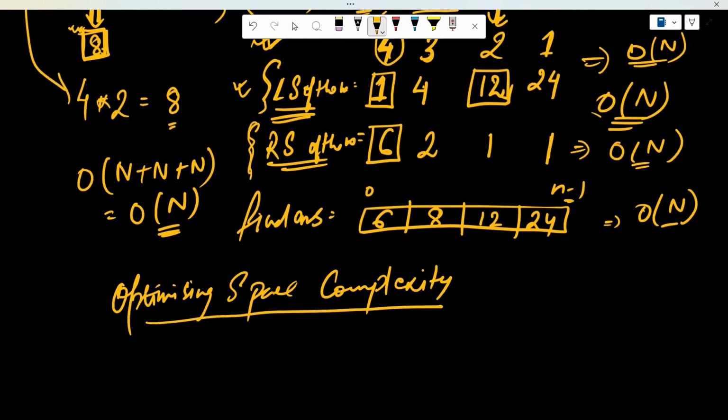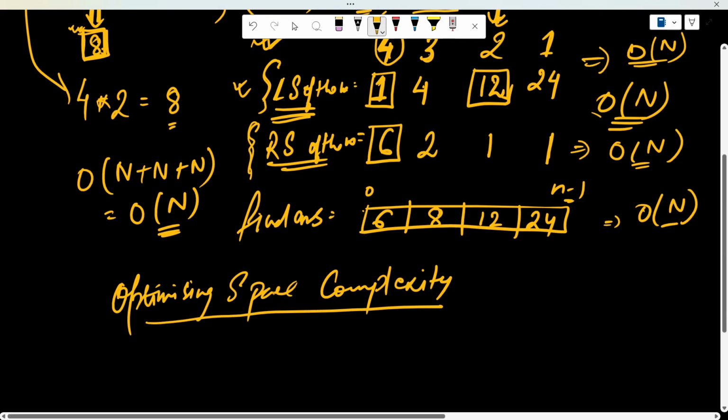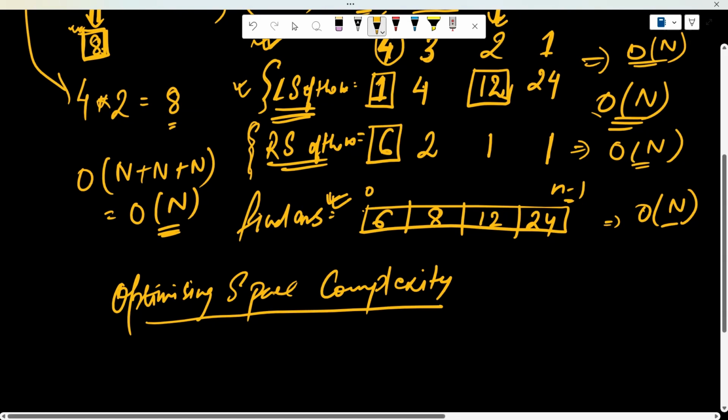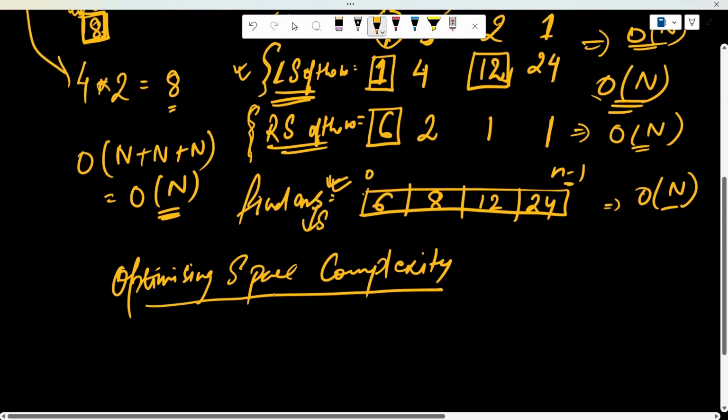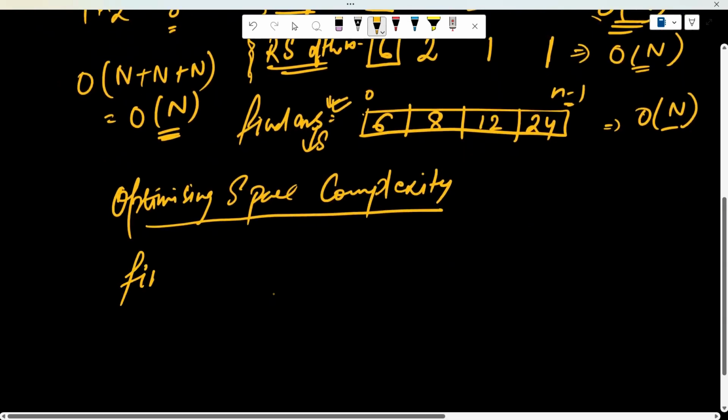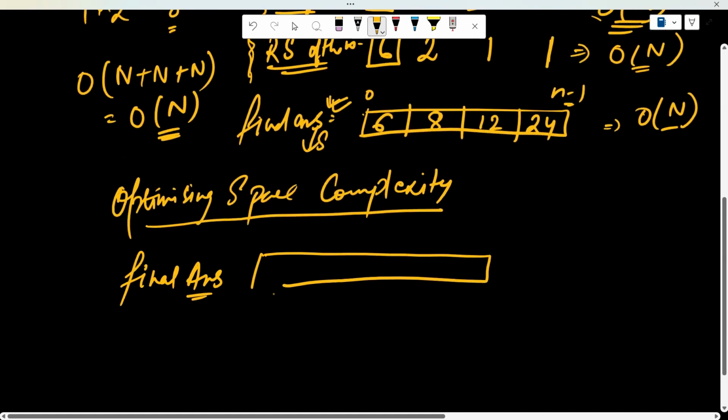Anyway, the question demands that we need to return an array, right? That means anyway, we need this space to return the answer. So we will not consider this space as a part of space complexity. So if we don't consider that as a part of space complexity, can we use this space as a temporary state?